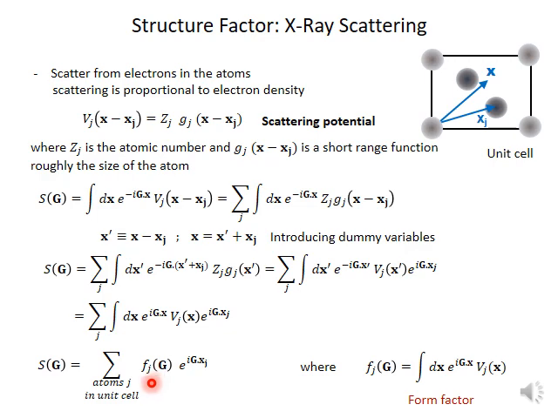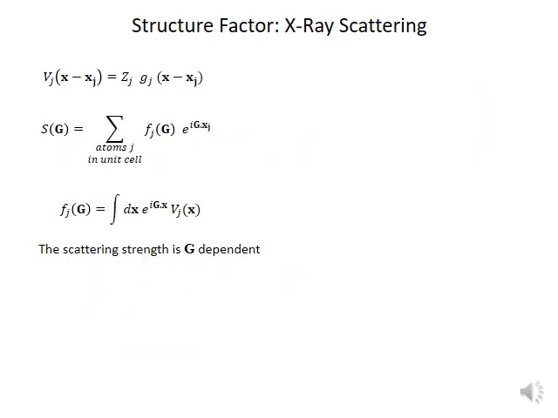But you can see here that this Fj, which is the strength of scattering, is not a constant value, but rather it depends on the reciprocal lattice vector itself. So in the next slide we would see this is the form of scattering potential you have for X-ray scattering.